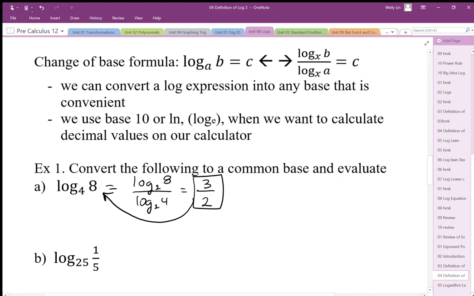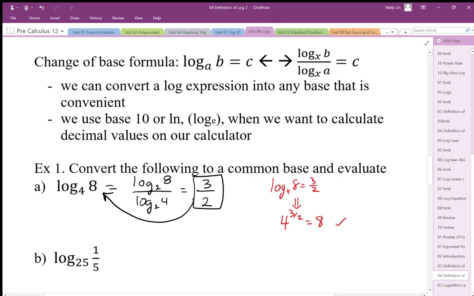Well, if that is in fact true, we can test this. We have this expression, log base 4 of 8 equals 3 over 2. That means we can convert this to 4 to the power 3 over 2 equals 8. If I try this on my calculator, 4 power bracket 3 divided by 2, yeah, I'm getting 8. This checks out on my calculator.